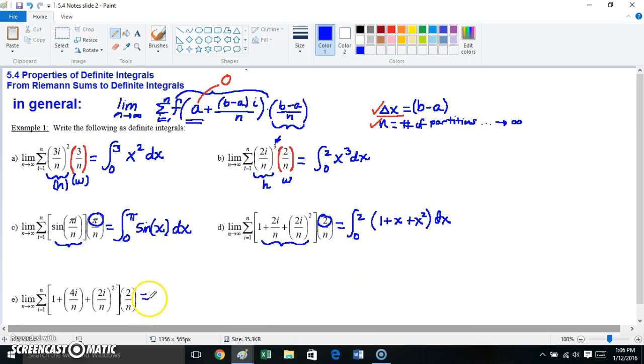Okay, in this last one, it looks a lot like D. What is different about it is that this term is a 4i instead of a 2i as the last one. So I'm going to speculate that this was 2 times 2i over n as that term. So this definite integral will be 0 to 2 of 1 plus 2x plus x squared dx.